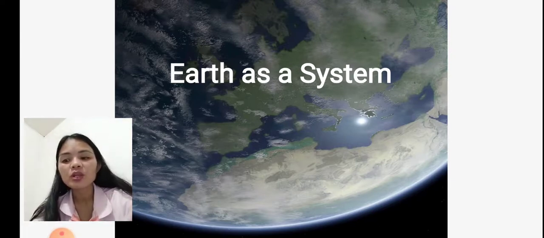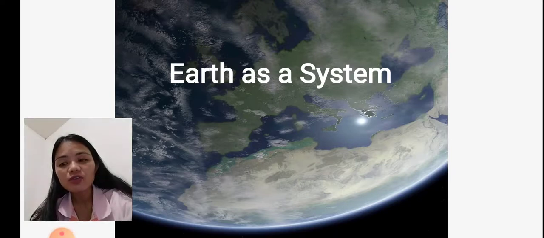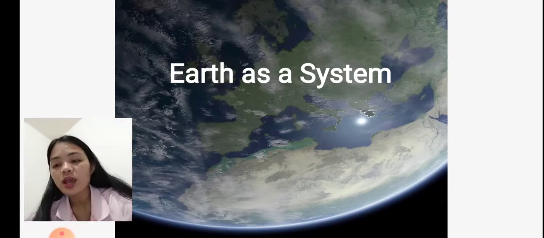Proceeding to the lesson, Earth as a system is composed of numerous interacting parts or subsystems. So, the Earth system science attempts to integrate the knowledge from traditional sciences. When we say traditional sciences, it includes geology, atmospheric science, chemistry, biology, and so on. Earth is just a small part of the larger system known as the solar system. So, let's focus on the Earth as a system.